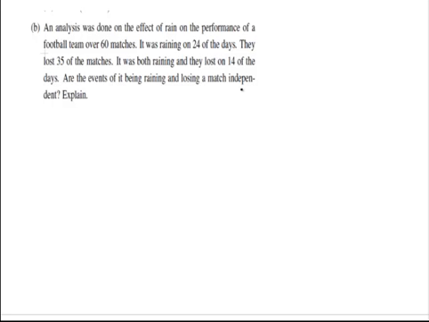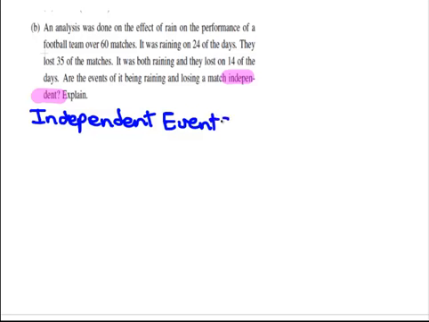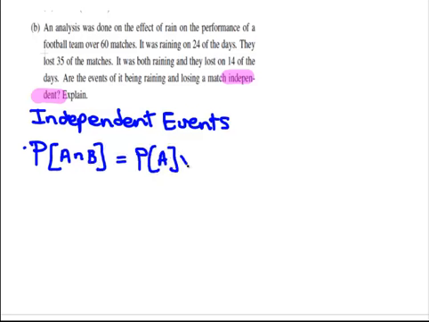And are the events of it being raining and losing a match independent? Explain. So this is about independent events essentially. Okay. So let's just sort of remark upon that. Now, what is the independent events? The idea of independent events A and B is as follows. If two events A and B are independent, then the probability of A intersection B equals the probability of A times the probability of B. That's the idea.